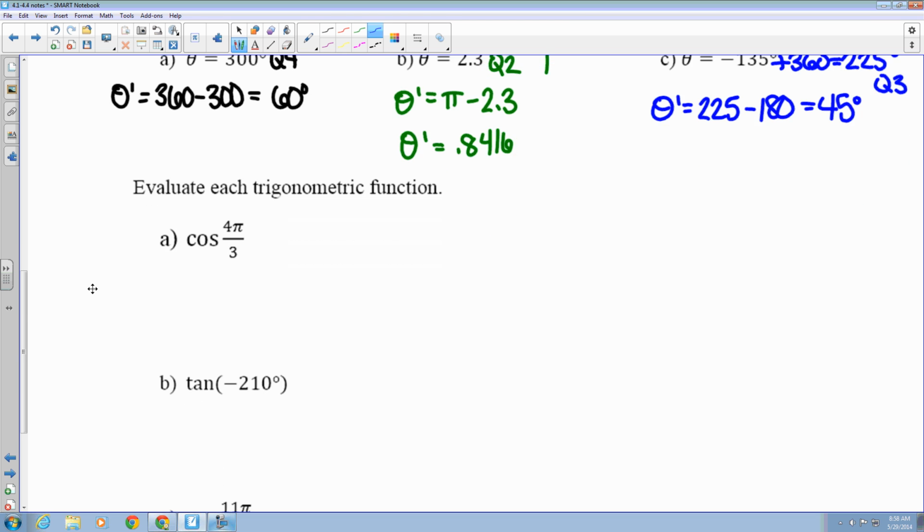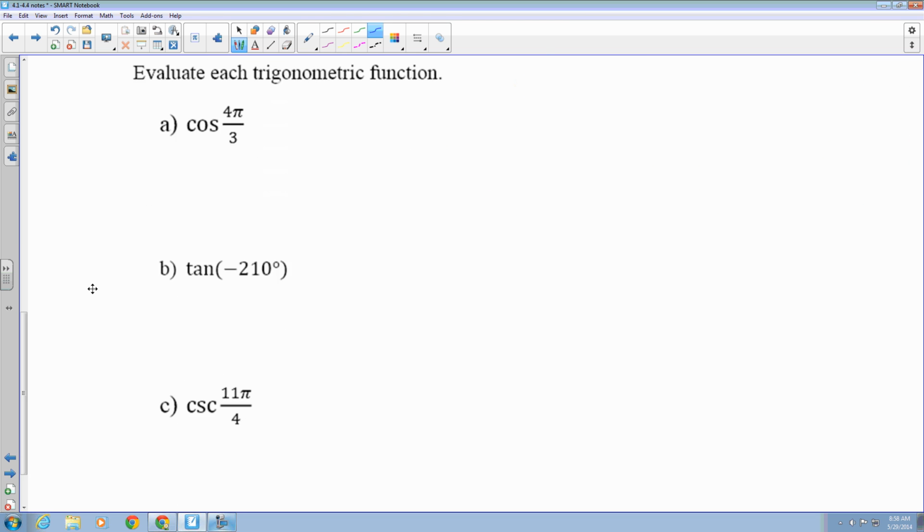Okay, evaluate each trig function. Cosine of 4 pi over 3. So I have to go through a few steps here. The first thing that I'm always going to identify is which quadrant I'm in. 4 pi over 3 is in quadrant 3, just past the horizontal. I need to find the reference angle then, theta prime. Because I'm in quadrant 3, I would take my angle, 4 pi over 3, and subtract off pi. So my reference angle is pi over 3.